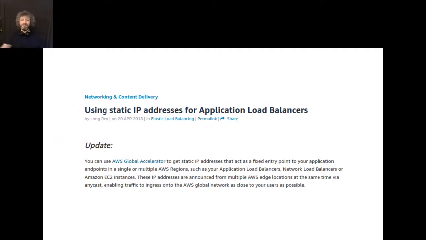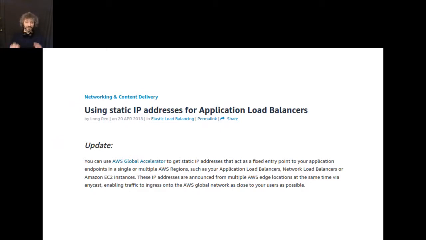Well, not directly. This is a post from Amazon that suggests different ways to achieve it. You can do it, for example, by putting a network load balancer in front of your application load balancer, and the network load balancer can have the fixed IPs at that point, or now they suggest you can use the Global Accelerator. It's great. You have a static IP in front of your load balancer, and you can do it in a couple of minutes.